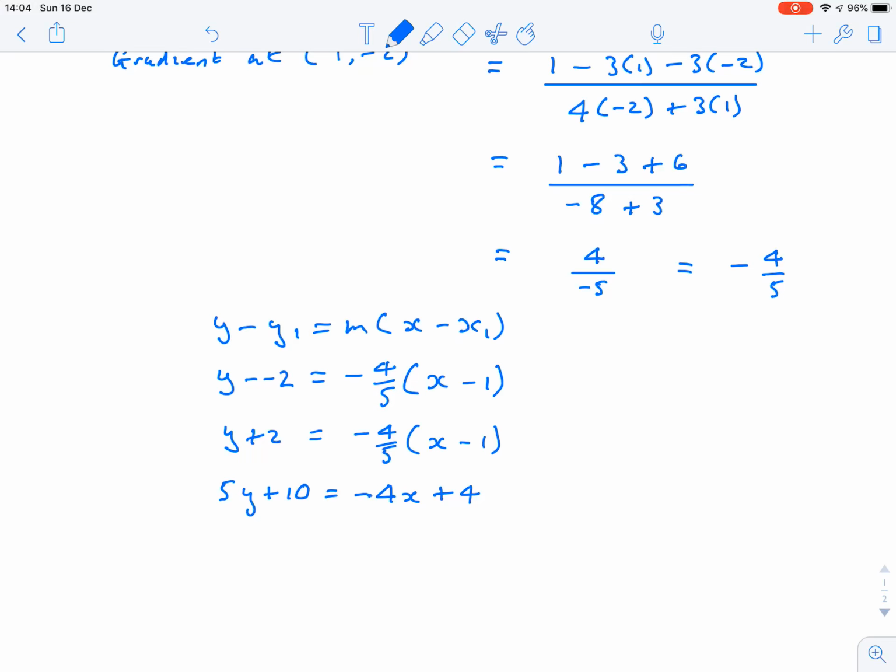Bring everything to the left hand side. 4x plus 5y plus 10, and when the plus 4 comes across it becomes minus 4. Plus 10 minus 4 is plus 6. And that will be equal to 0. And that gives us the equation of the tangent in the form required, ax plus by plus c equals 0, where a, b and c are integers. And that completes the question.